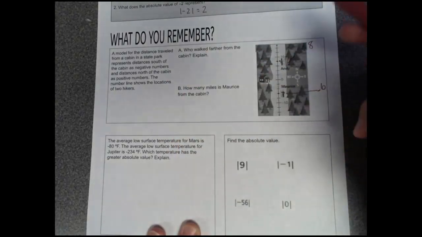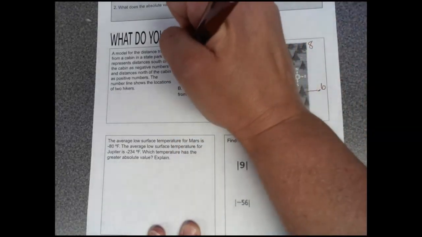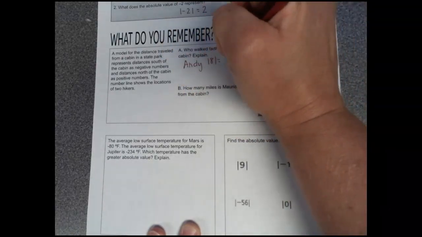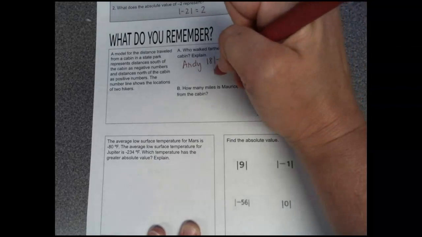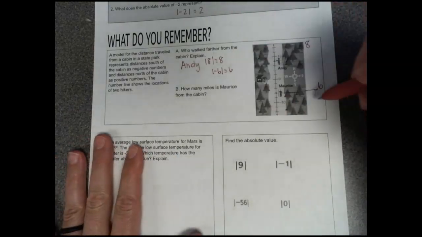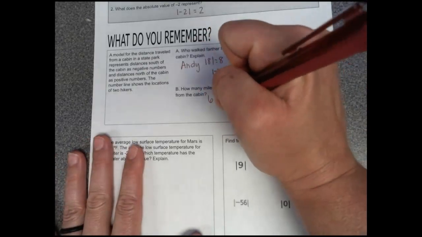So who walked farther? Andy walked farther because the absolute value of 8 is 8. The absolute value of negative 6 is 6. So Andy walked 8 miles, whereas Maurice only walked 6 miles. And just because he's going south and they're listed as negative, they still count that you're walking. How many miles is Maurice from the cabin? Which we kind of already answered. He's 6 miles.